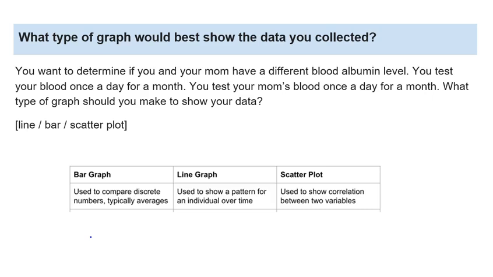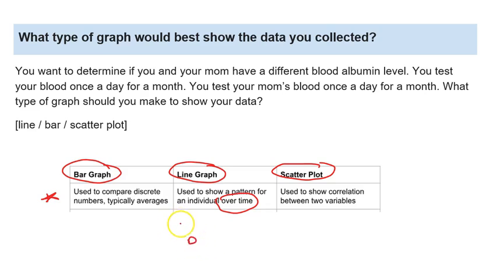Okay, and then you should know what type of graph would best show the data you collected. So in our physiology lab, we learn about these three types of graphing: bar graph, line graph, and scatter plot. The first thing you have to know is how to define them and find the keyword for each of these graphs. The bar graph is used to compare discrete numbers, typically averages. The line graph is used to show a pattern for an individual over time. So that is our key.